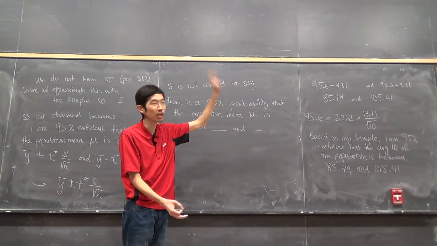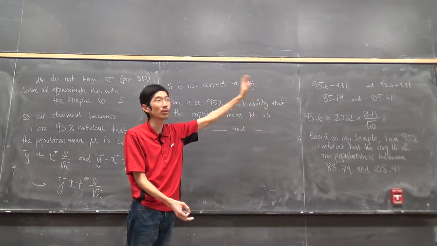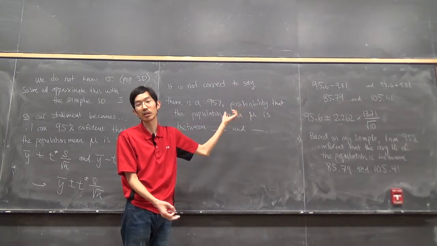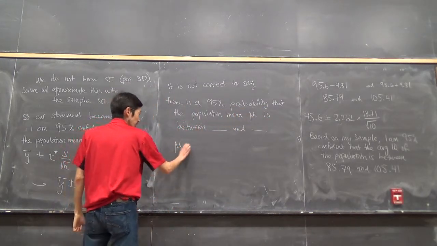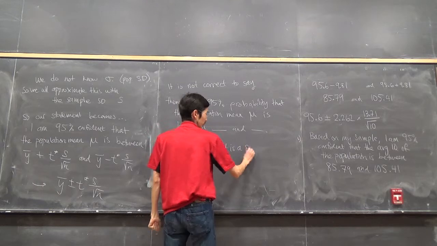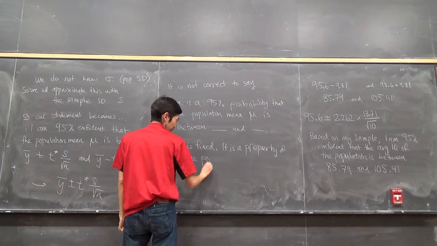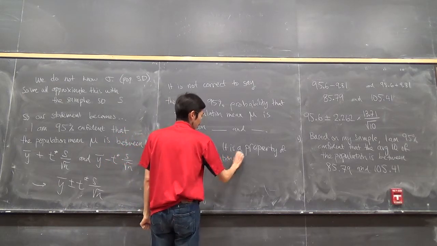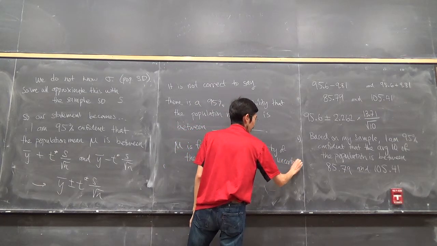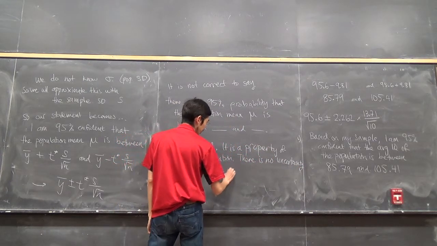So there's no uncertainty about the mean of the population. The mean of the population doesn't care what a random sample looked like. The mean of the population is mu. What we see, what we do with our random sample and the confidence interval we make, the mean of the population doesn't care. Mu is not going to change. Okay, so mu is fixed. It's a property of the population. Okay, there's no uncertainty about it, so no probability.